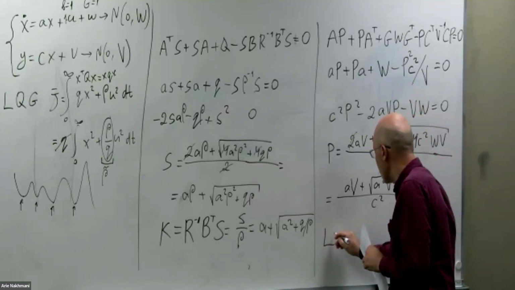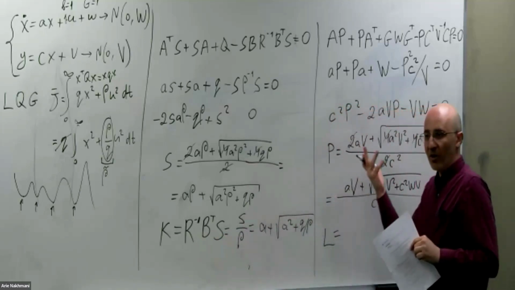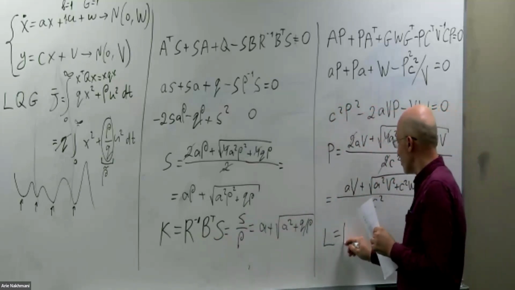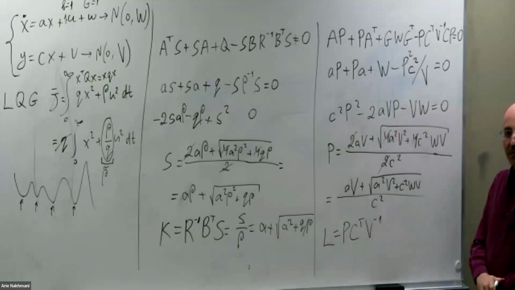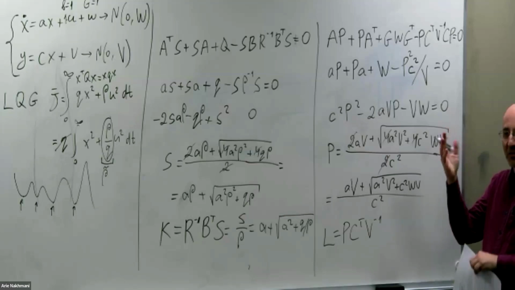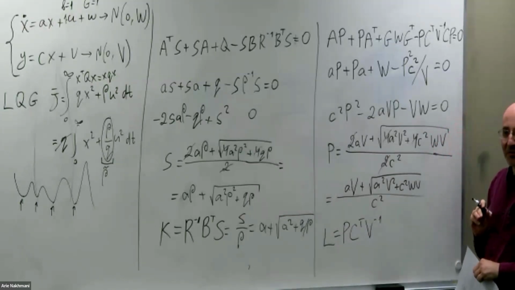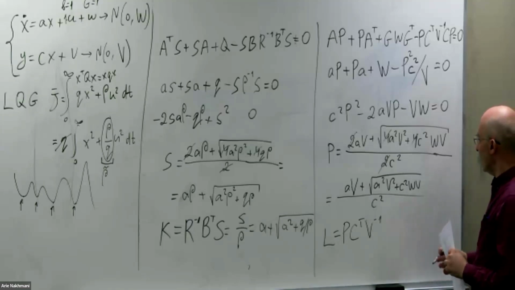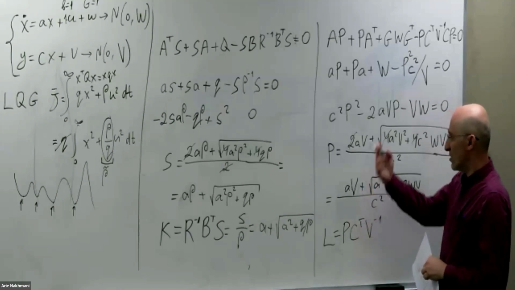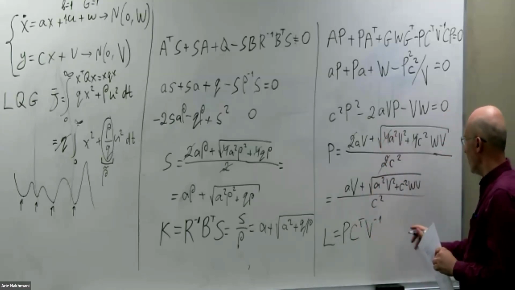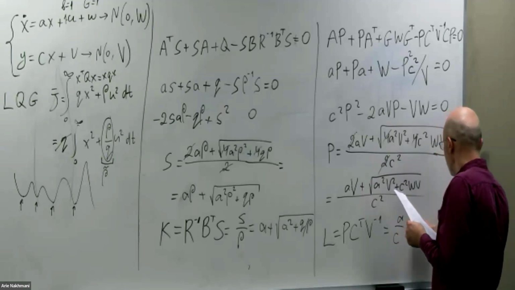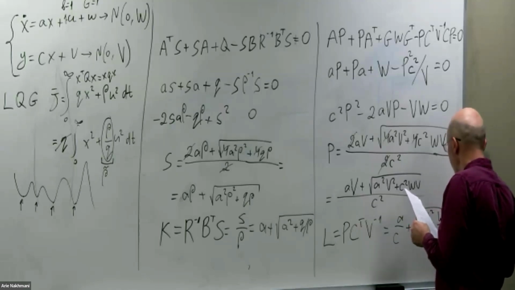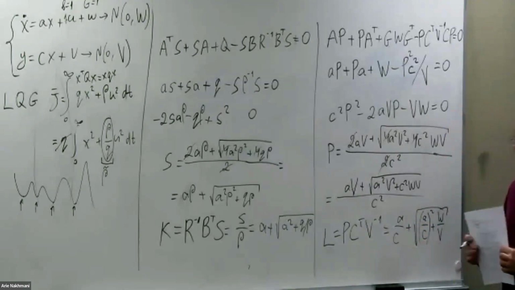And the gain will be, again, using the same formula, but now we are inverting everything, so it will be all transposed. So the transposed part will be P, C transpose, V inverse. If you remember, when you transpose the entire equation, all of the matrices change order into the opposite order. So this C transpose will be just C, V inverse will be just divided by V, and that will be, after some algebra, A divided by C plus the square root of A divided by C squared plus W divided by V. So this is our Kalman gain.